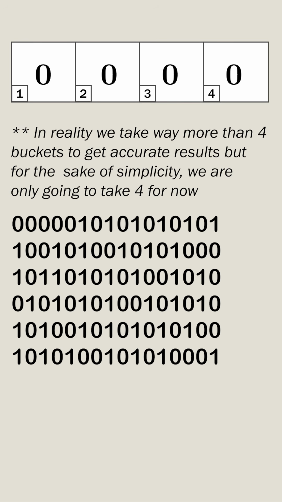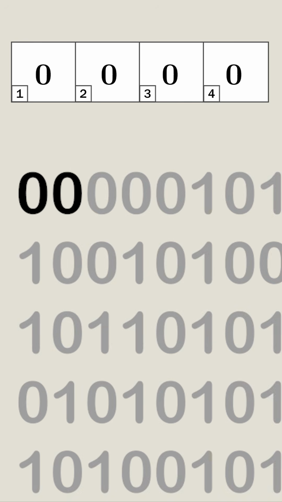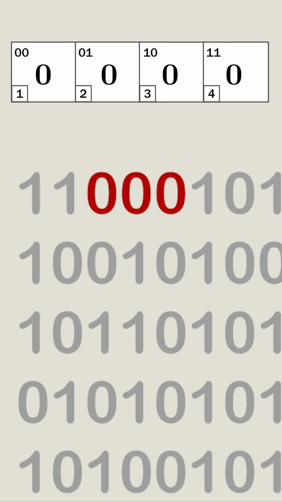We take 4 buckets. Each hash is assigned to a bucket depending on its first 2 bits. If a hash starts with 00, it's assigned to bucket 1. 01 goes to bucket 2, 10 goes to bucket 3, and 11 goes to bucket 4. After that, we figure out how many continuous zeros there are from the third bit and store that number in the bucket the hash is assigned to, but only if it is greater than the bucket's current number.